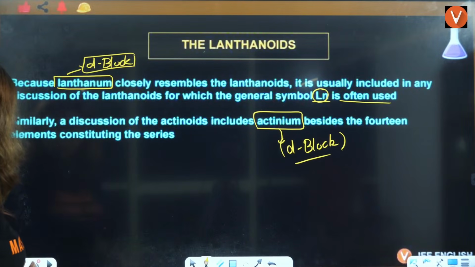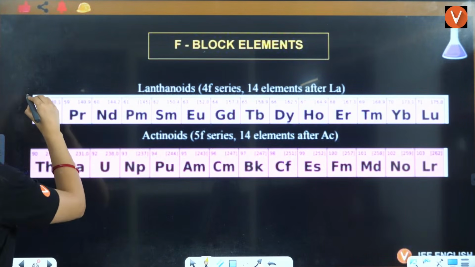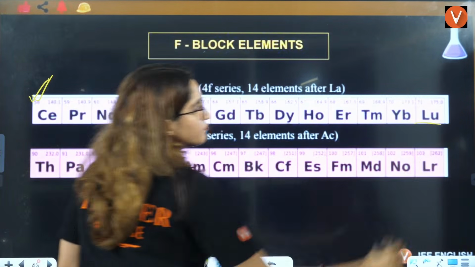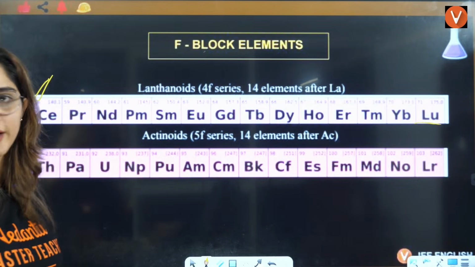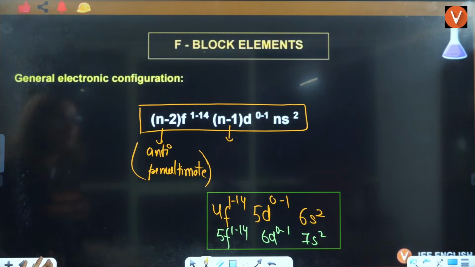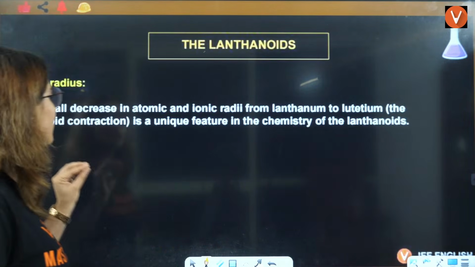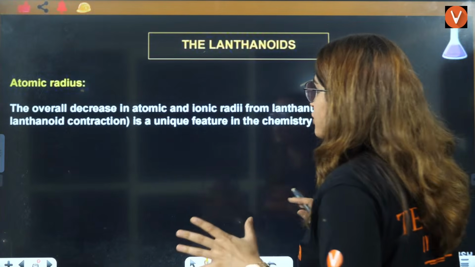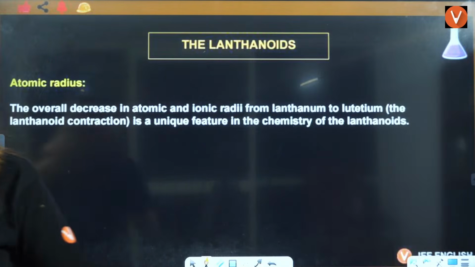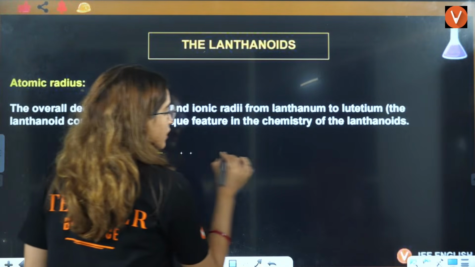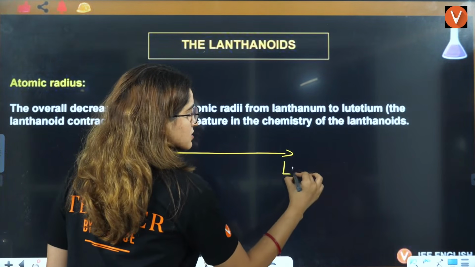Apart from lanthanoid, if you see this, I'm again repeating this. The 14 elements are from cerium to lutetium. Lanthanum is not a part of the lanthanoid series, but it is still included, right? We discuss it, but it is not actually in F block, right? Okay. Then one thing is based on atomic radius, right? Let's see one exception here. There are some exceptions here. So atomic radius, if you see from cerium, or you can say from lanthanum also, because we discussed it.